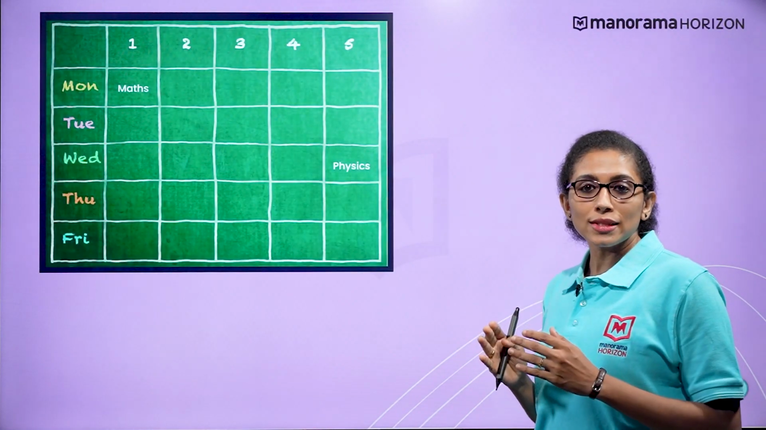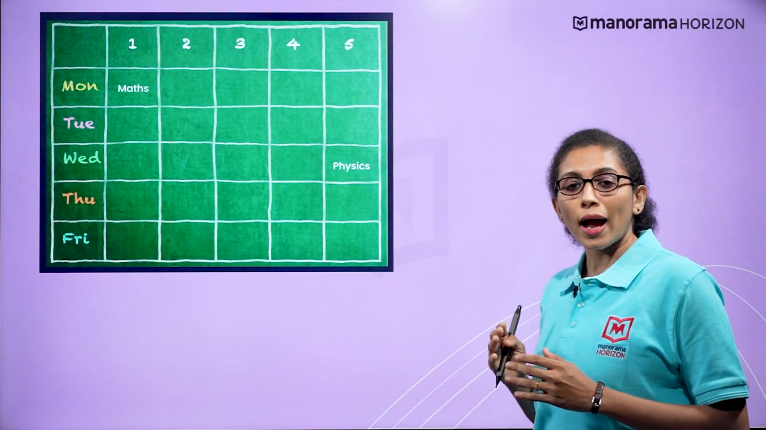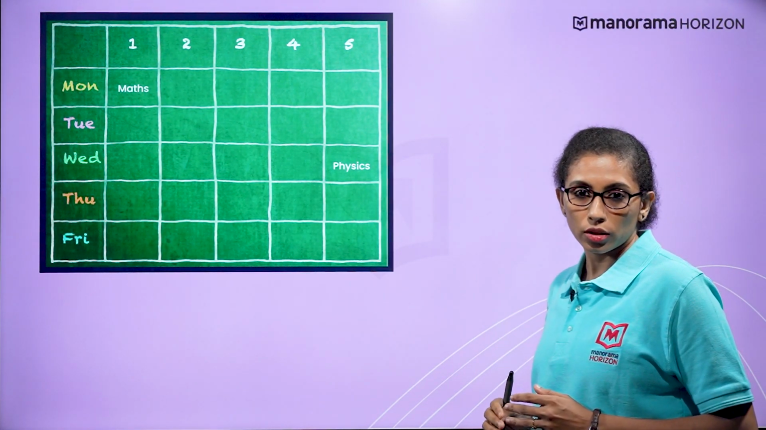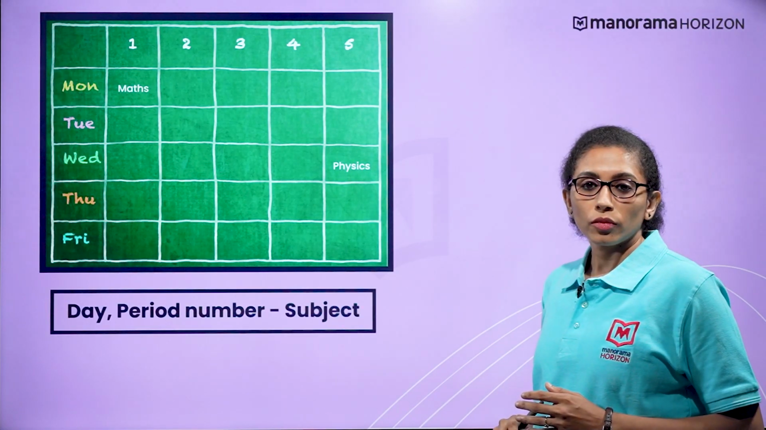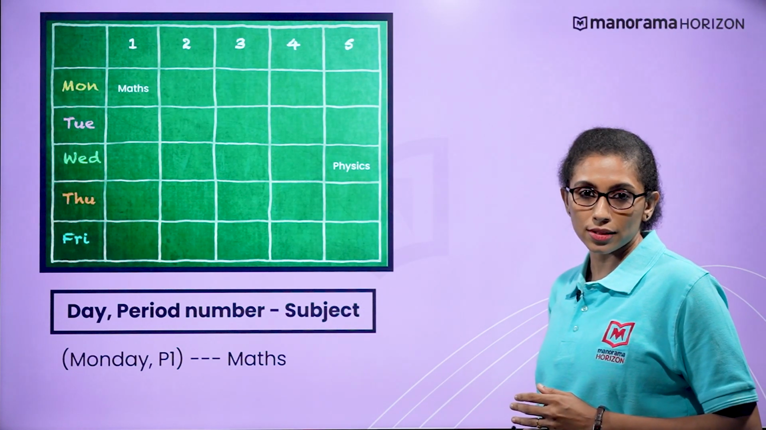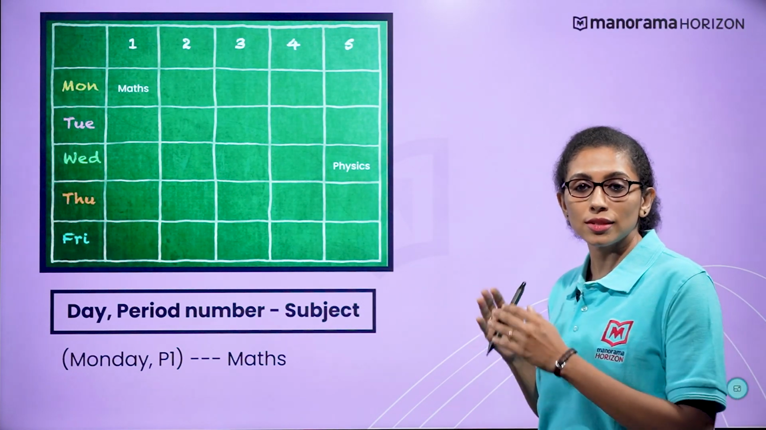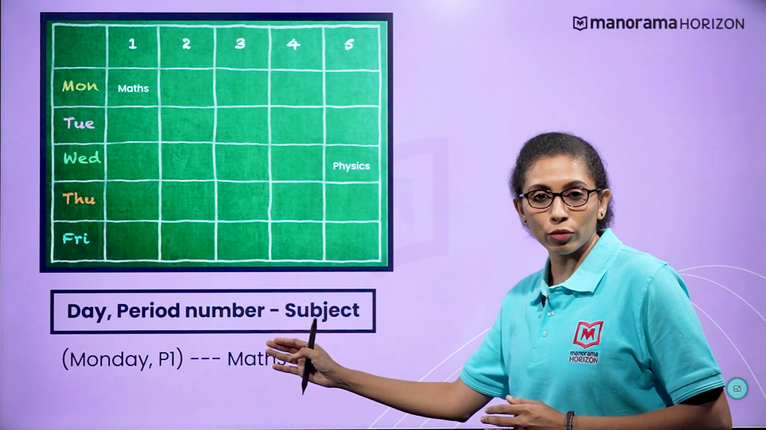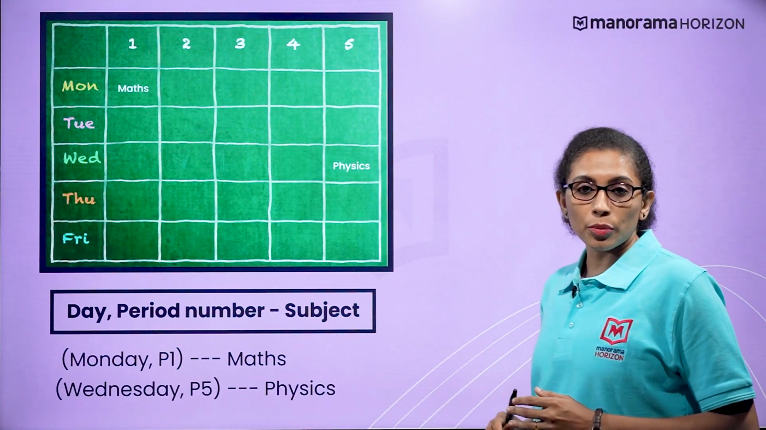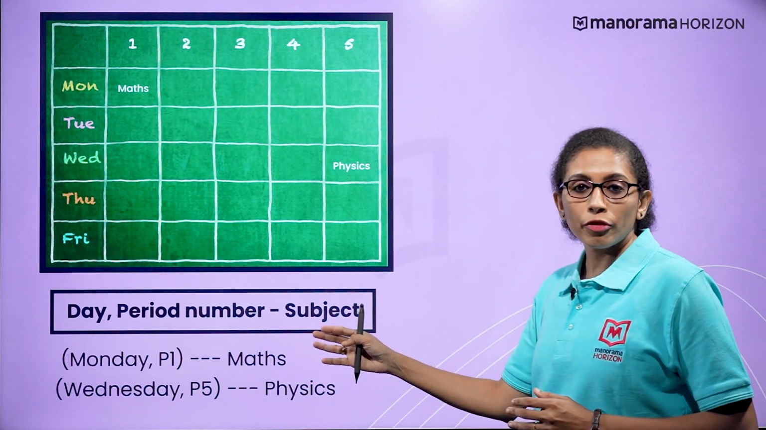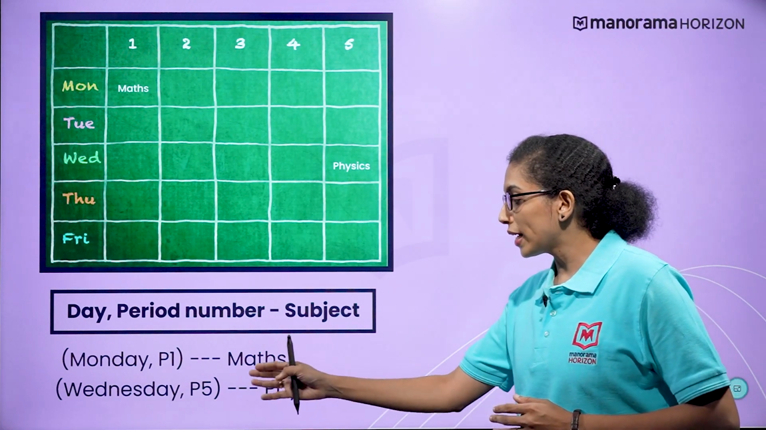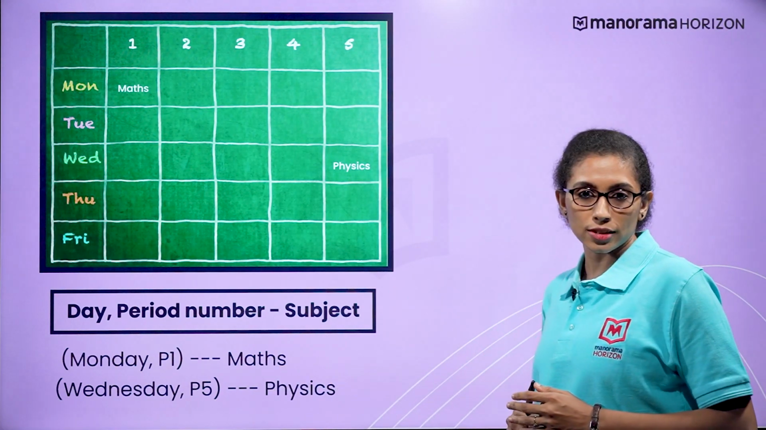We must precisely describe the day of the week and the period number in order to correctly identify the matching subject. For example, Monday first period corresponds to what? Maths. Mathematically, we can represent this information as (Monday, P1) within the round brackets, maths, right? See another example. Wednesday, 5th period corresponds to physics and it can be represented as (Wednesday, P5) is physics.